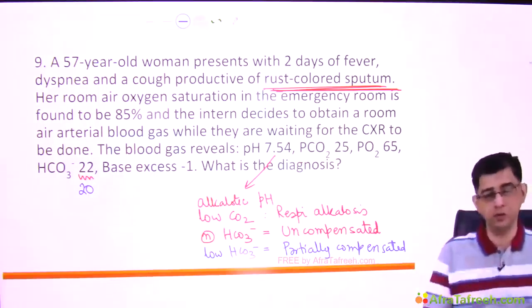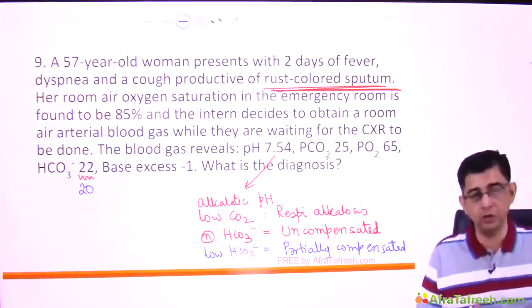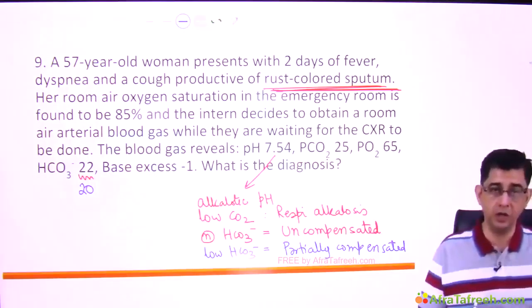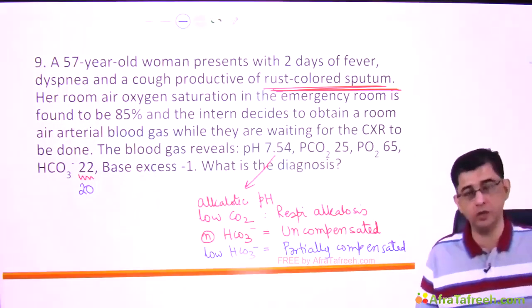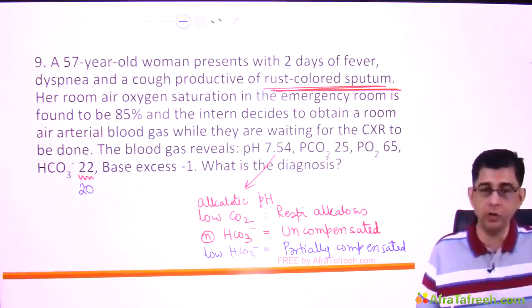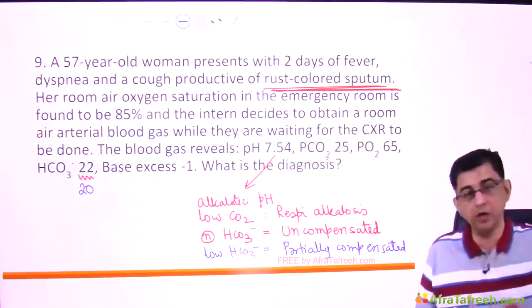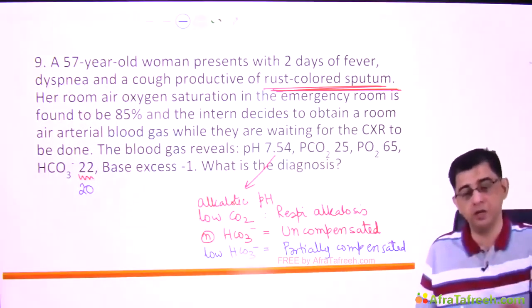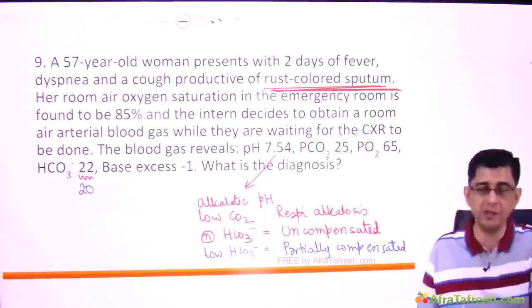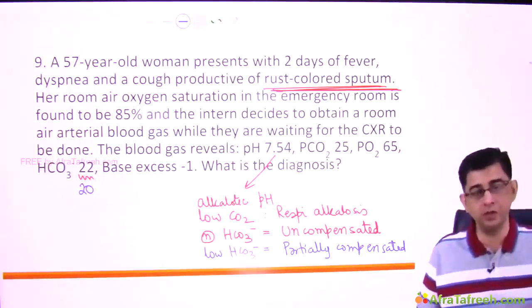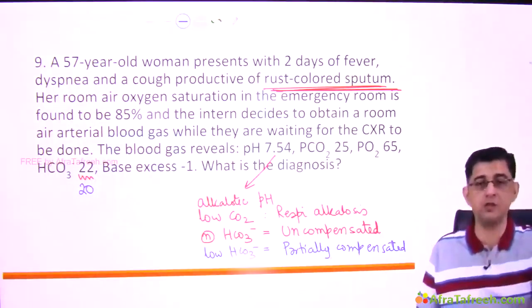Usually they don't give you questions on fully compensated, because what will you ask? After all, the pH is normalized. So either they will give you uncompensated or partially compensated. And how to work it out? Look at the value of bicarbonate. If it is normal, uncompensated. If it is elevated in respiratory acidosis or decreased in respiratory alkalosis, it is partially compensated. So he is himself telling you the answer in the first row.